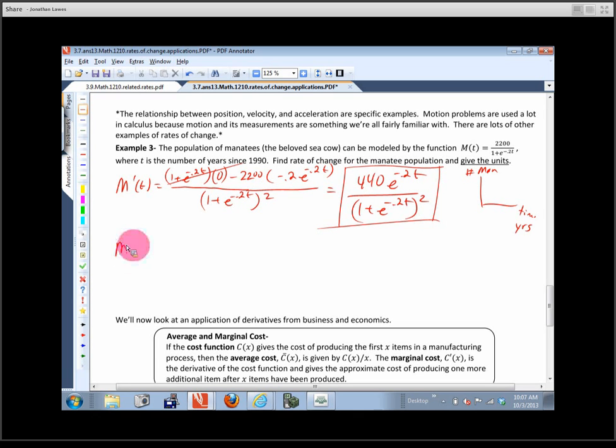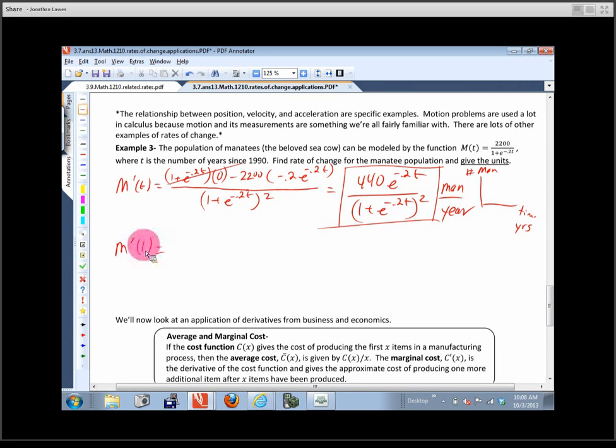If we asked, tell me what m prime of 1 is, what would that represent? The slope at year 1, which would represent what year? 1990. In other words, the better word here rather than slope would be the rate of change for the manatee population in the year 1991. What would the units be on this? Manatees per year.